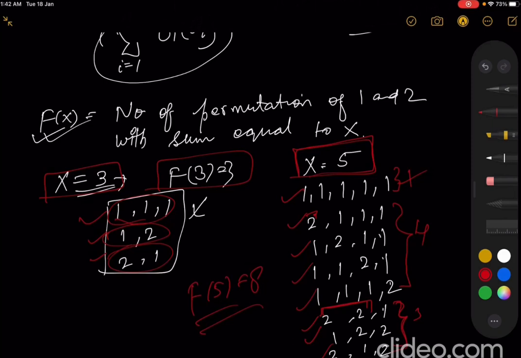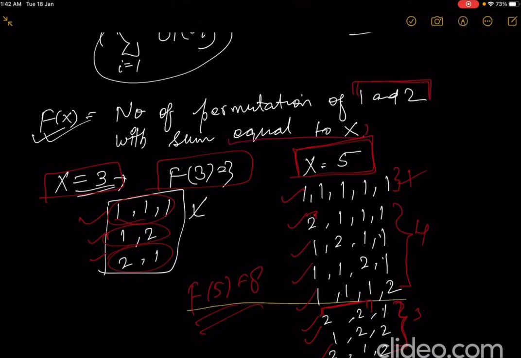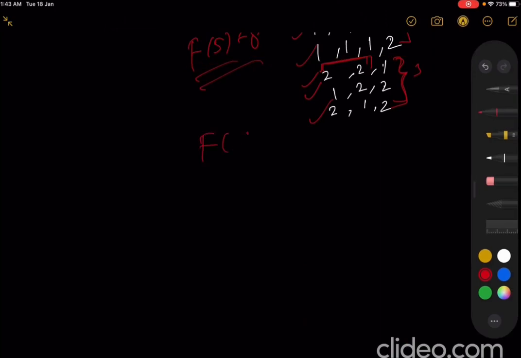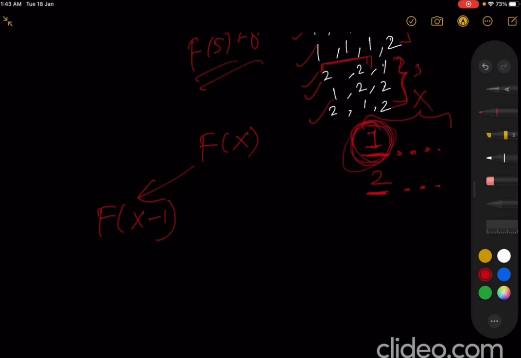Okay, so now let us see how we can calculate f of x. Since f of x is the number of permutations of only 1 and 2 with the sum equal to x, one thing you can notice is that for finding f of x, either we will choose to place a 1 or we will choose to place a 2 for starting the sequence. So we will find the number of permutations which start with a 1 and sum up to x. Why? Because you want the total sum to be x, and you are starting your permutation with 1, so the remaining must sum up to x minus 1.